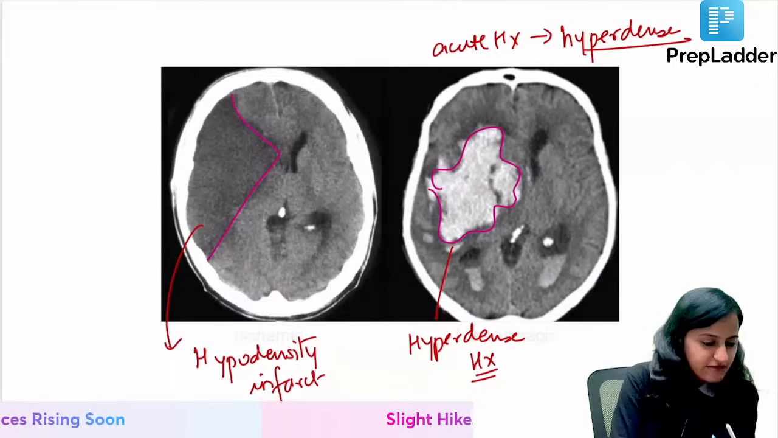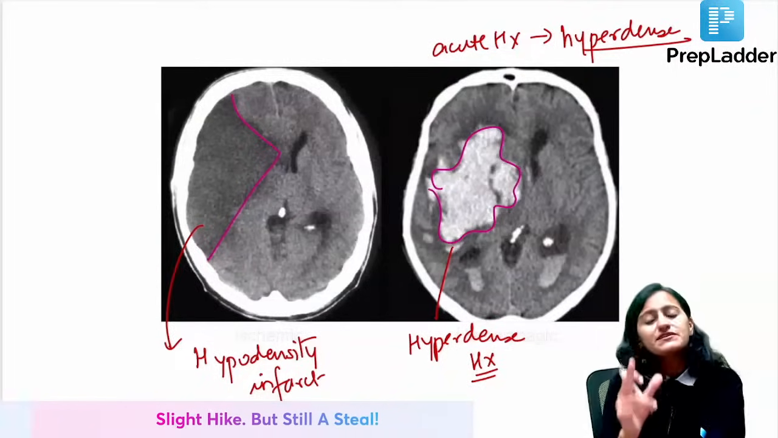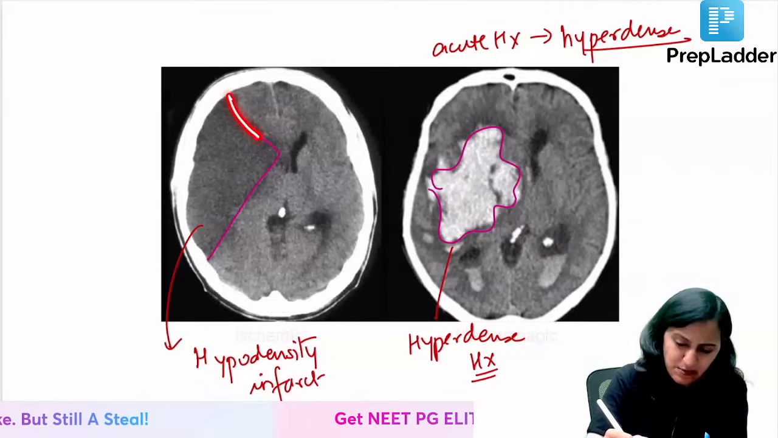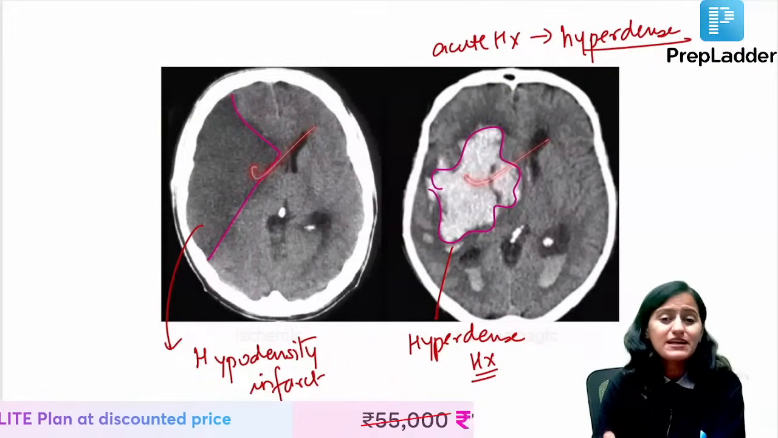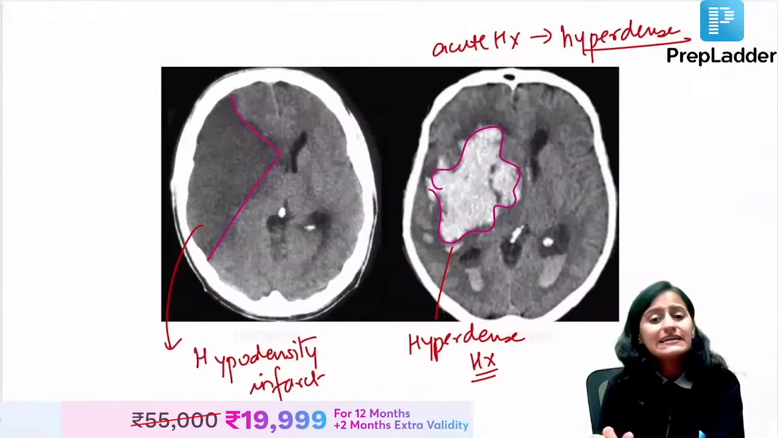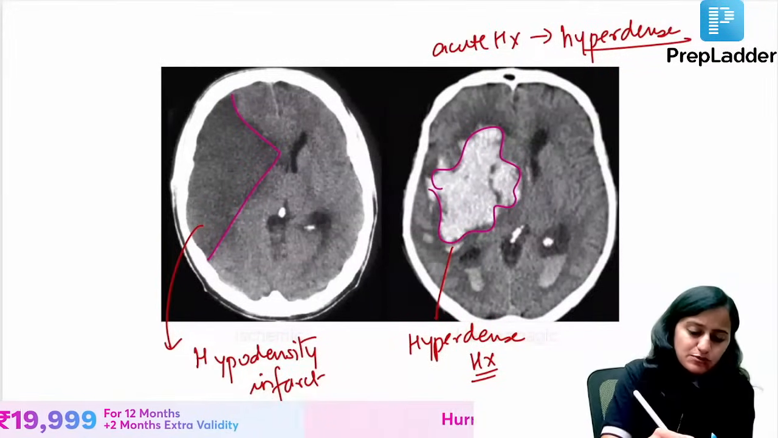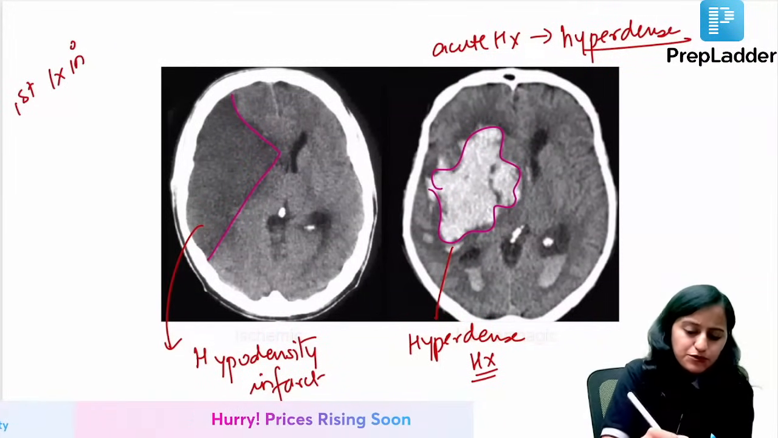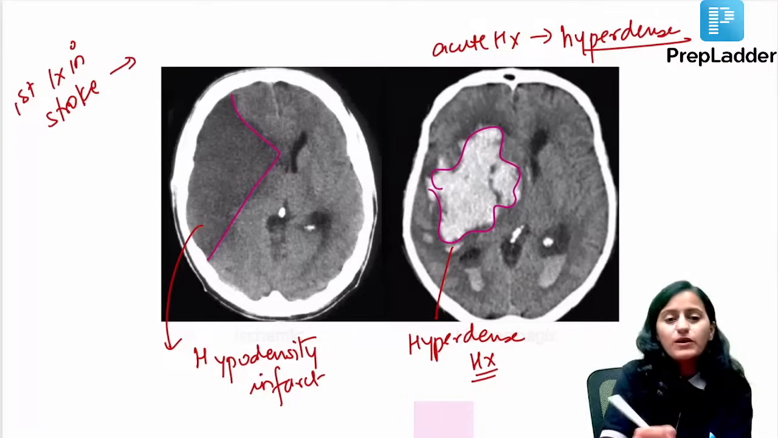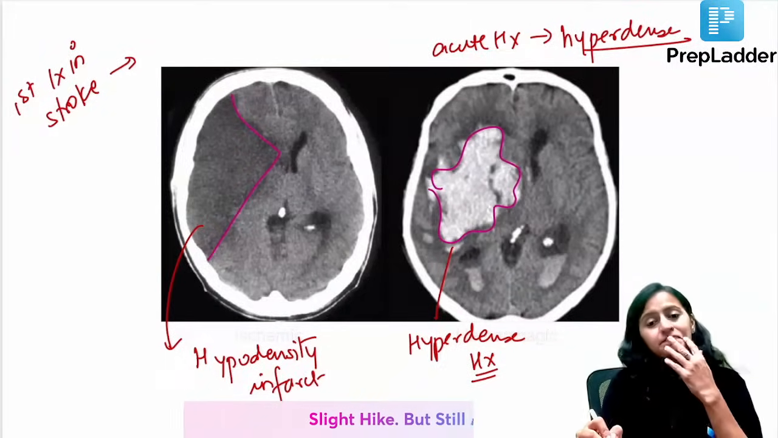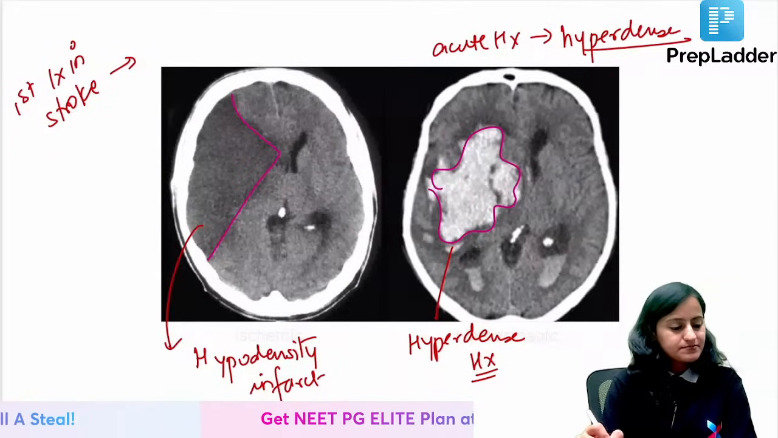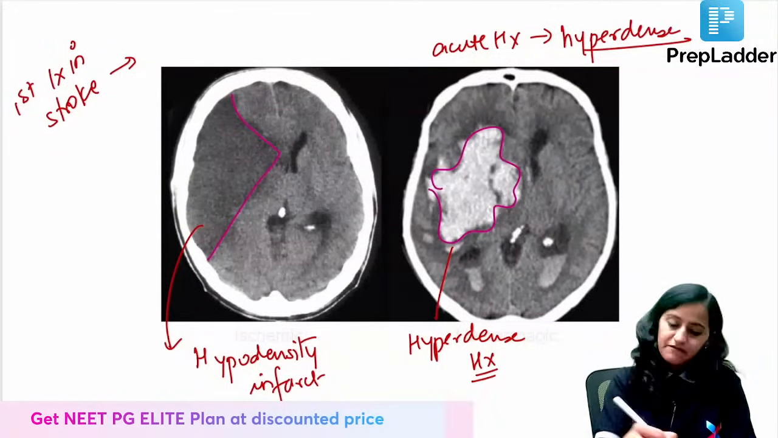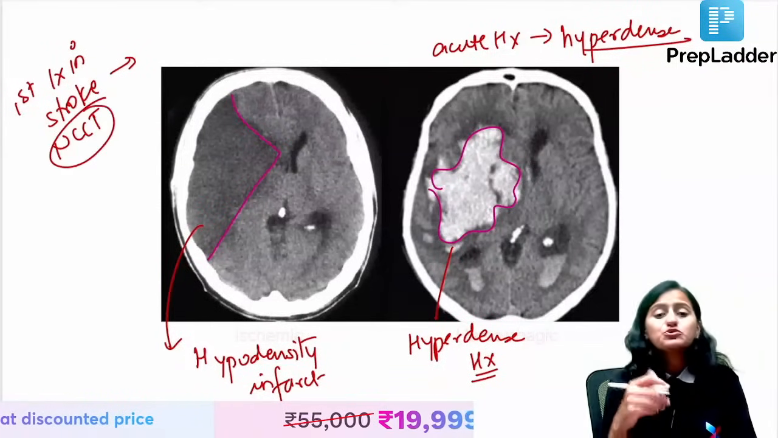Is this clear with everyone? So the first one is infarct, which is very well defined. Hemorrhage is more ill defined. So infarct and hemorrhage, you should be able to identify that. If the question is, what is the first investigation that you do in a patient of stroke? What is the answer going to be? Very good, it's non-contrast CT to rule out hemorrhage.